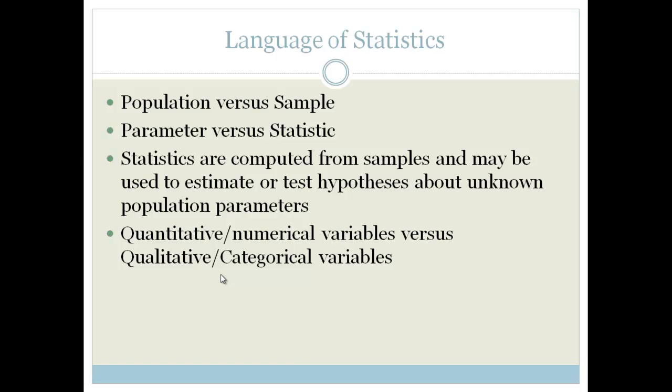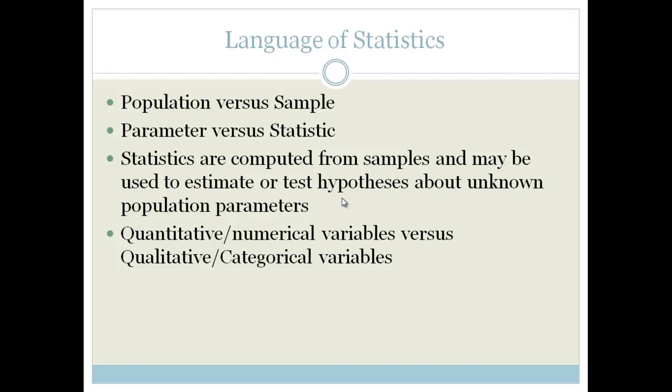A parameter would be a characteristic of the population, and a statistic a characteristic of the sample. You'll see some differences in symbols. For example, when we talk about the average or the sample mean, that'll be X bar. That's what we'll compute in order to estimate mu, a population parameter, or the mean of the whole population. So statistics are computed from samples and are often used to estimate or test hypotheses about unknown population parameters. X bar used to estimate mu.